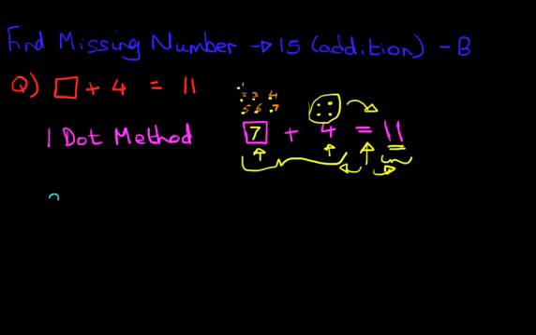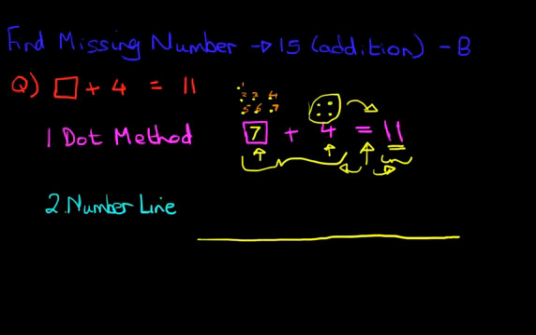Now let's have a look at the second method, which is the number line. Now how does a number line work? Well, we know that a number line is simply a line with numbers. It can start at any number and it can end at any number. Our number line is going to start from here. We're going to draw a straight line all the way across. We're going to start at 0. Do 1, 2, 3, 4, 5, 6, 7, 8, 9, 10, 11.